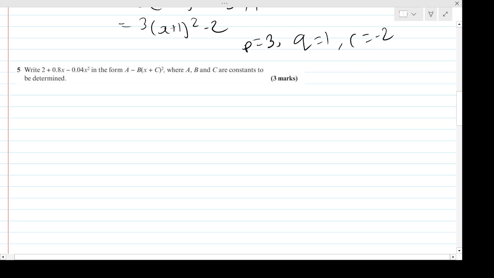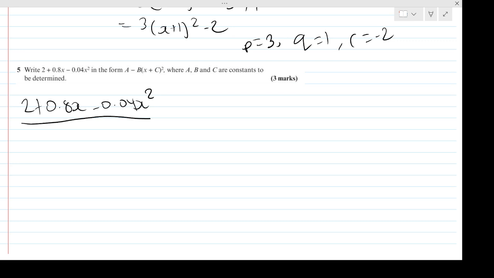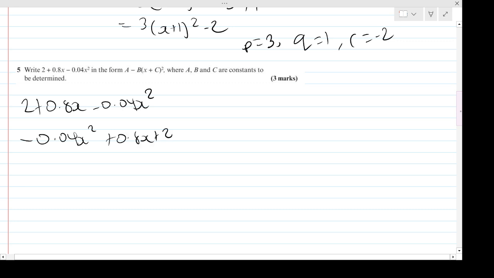So we have 2 plus 0.8x minus 0.04x squared. Now, I'm not too comfortable with that. The number in front, it's a bit of a weird order. I can just simply rearrange to get minus 0.04x squared, add 0.8x to 2 instead. I feel like some people might have found that a lot easier to visualize what I need to do, right? So you can always do that.